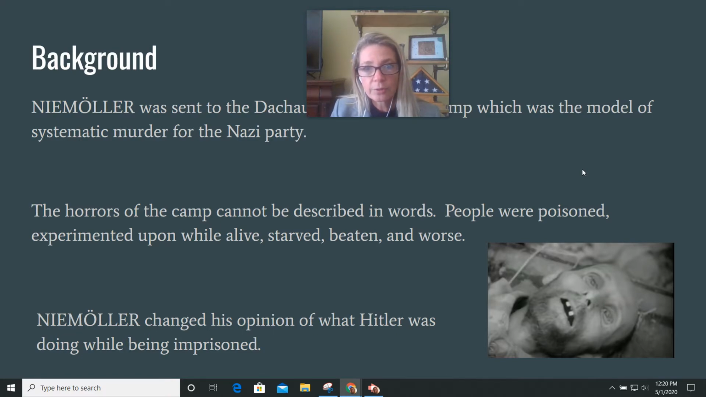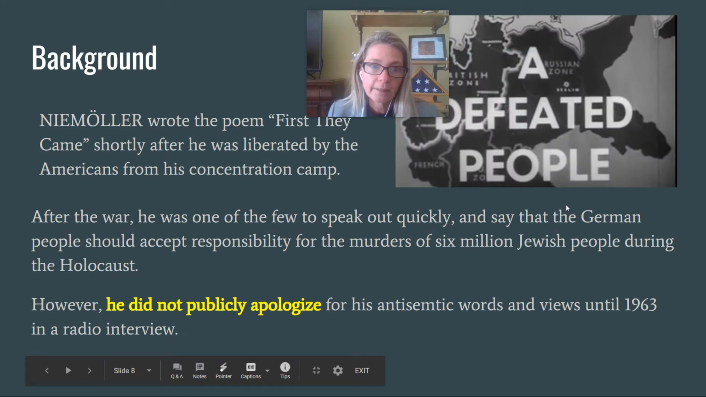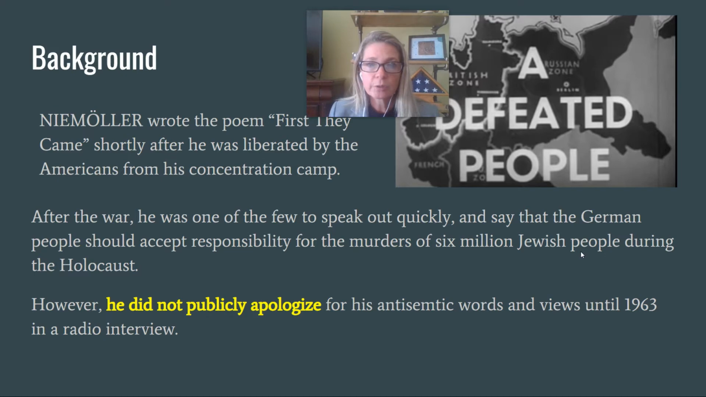I know the picture in the corner is kind of graphic. That was one of the prisoners. An American soldier took that picture when they freed Dachau. Niemöller changed his opinion of what Hitler was doing while being imprisoned. He wrote the poem, First They Came, shortly after he was liberated by the Americans from his concentration camp.